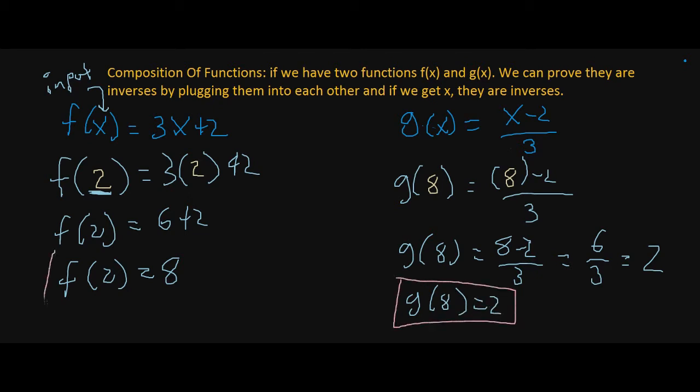If you notice here, when we plugged 2 into our function, we got 8 as our answer. When we plug 8 into this potential inverse equation, our answer is 2. These two equations are inverses of each other, and like we talked about, inverses undo each other. If we plug in 2 and we get 8, then if we plug 8 into here, we should get 2, right? What goes around comes around.